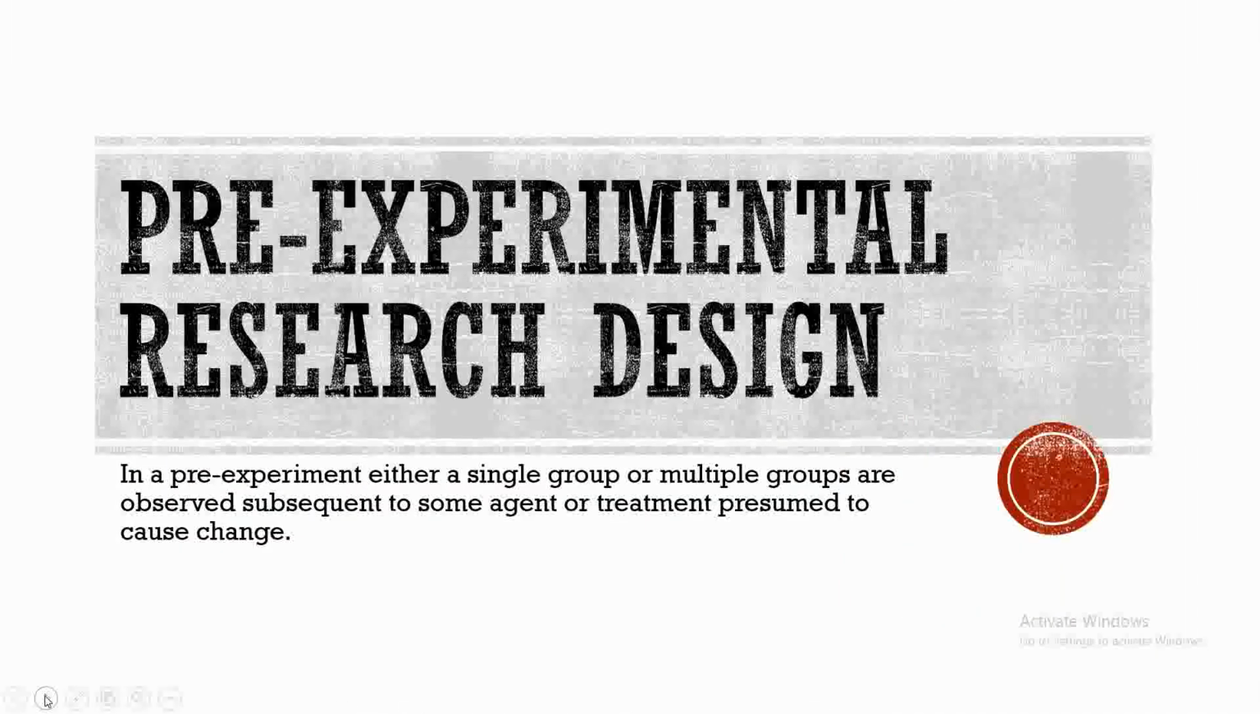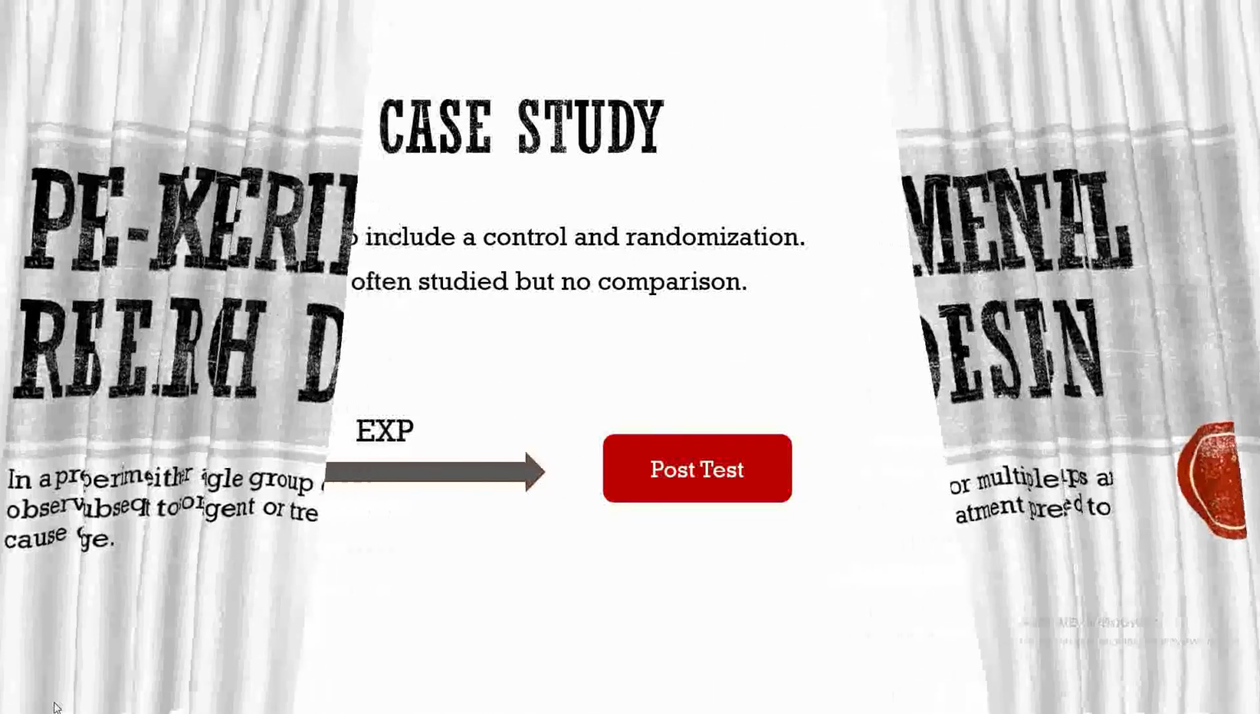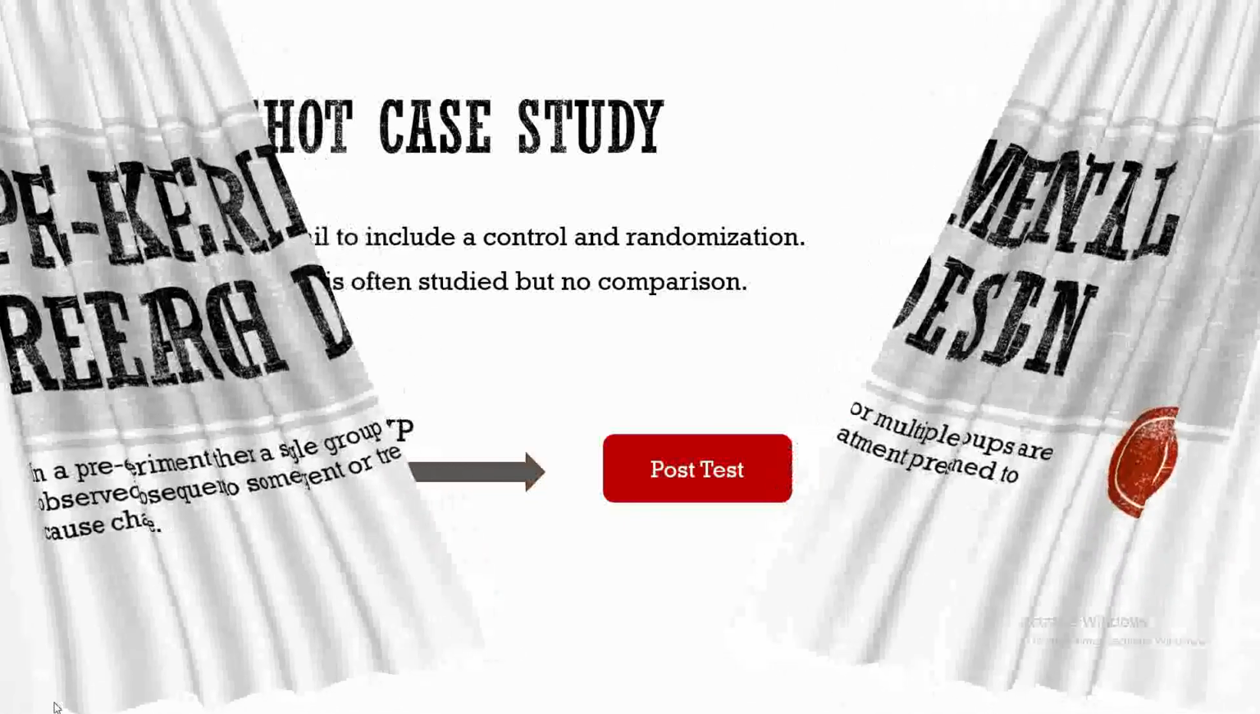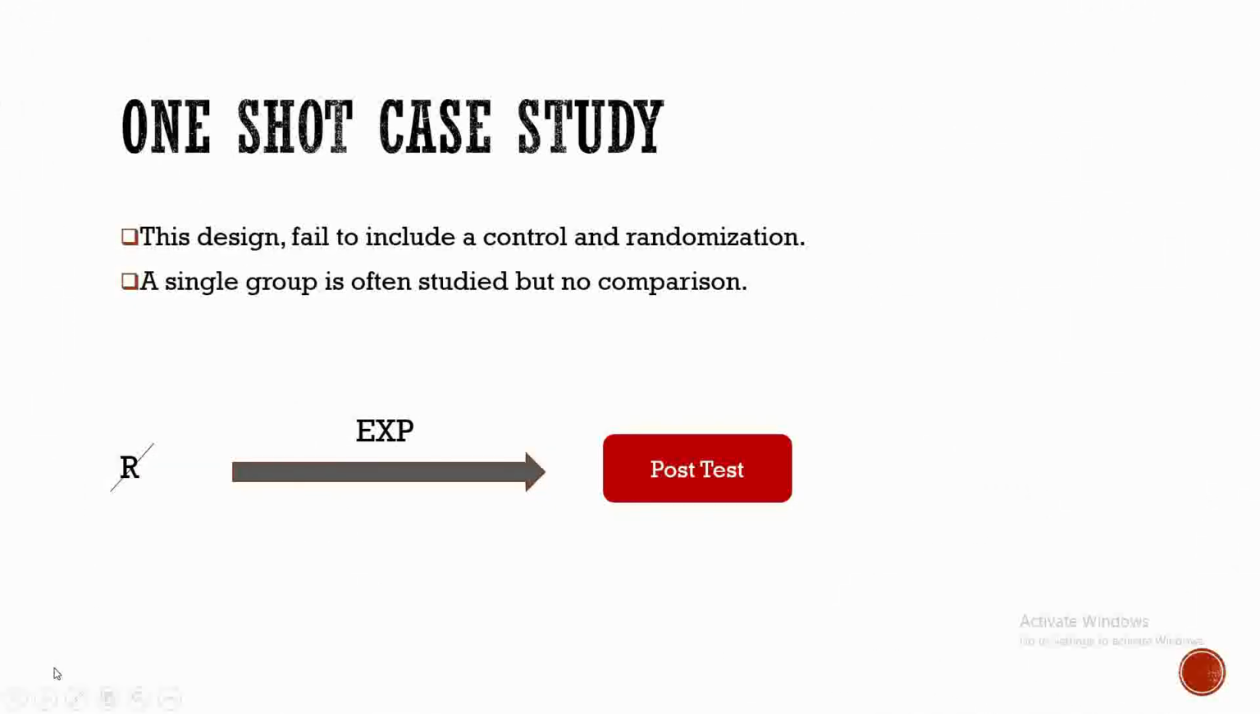The third type of experimental research design is the pre-experimental research design. In a pre-experimental design, either a single group or multiple groups are observed subsequent to some agent or treatment presumed to cause change. The pre-experimental research design is further classified into three types. The first type is one-shot case study. This design fails to include a control and randomization, whereas a single group is often studied but without any comparison.